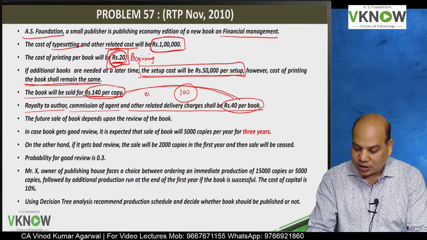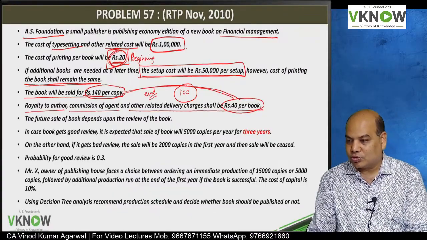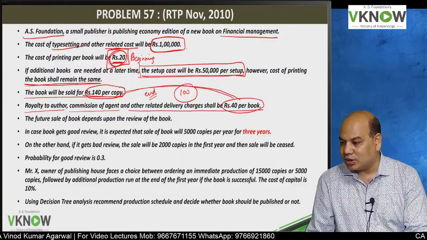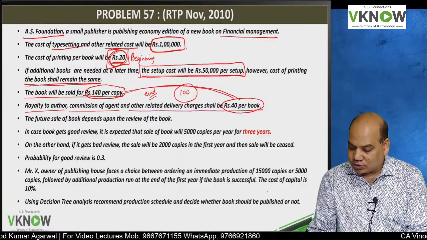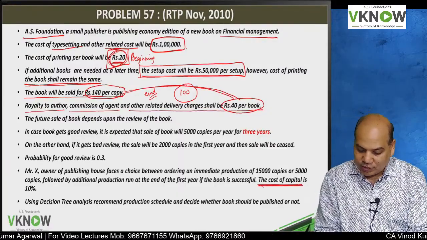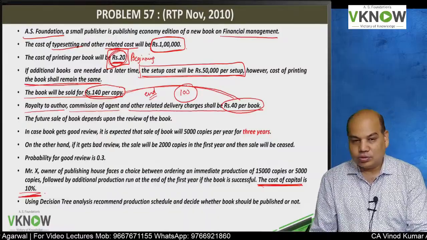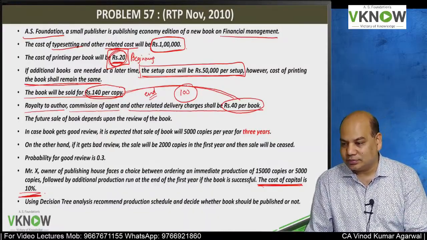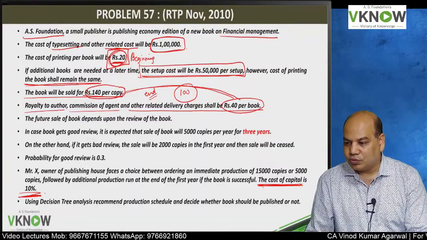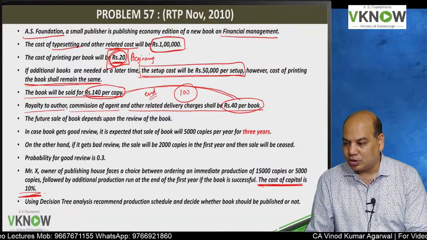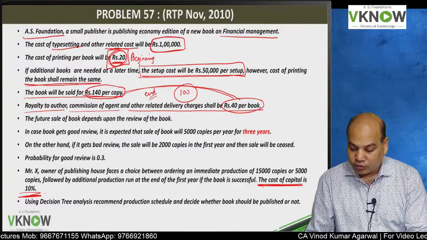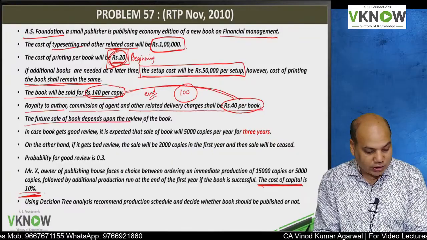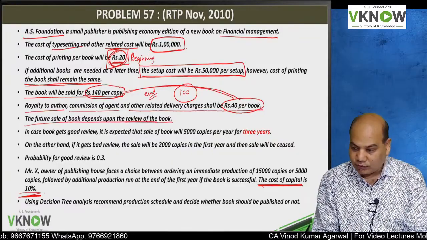Sales take place at the end. So I am not deducting 100 minus 20 because in this question there is a present value calculation involved. So the timing of occurrence of cash flow is also important. Is it right? The future sale of the book depends upon the review of the book.